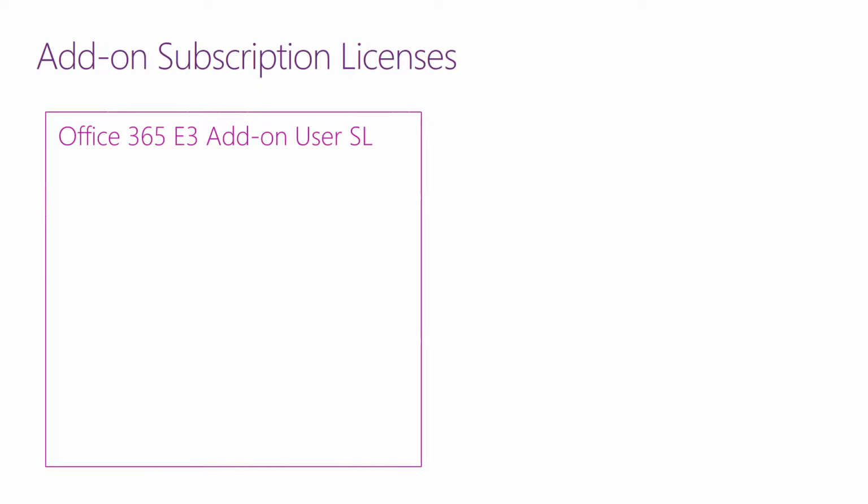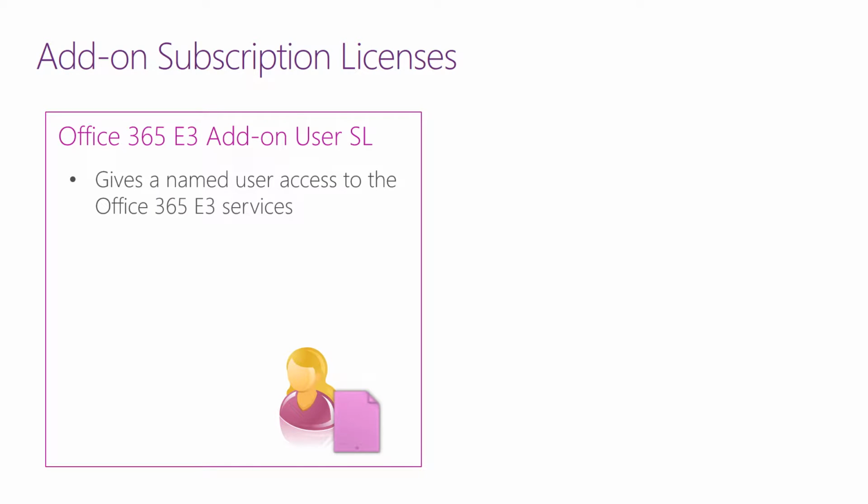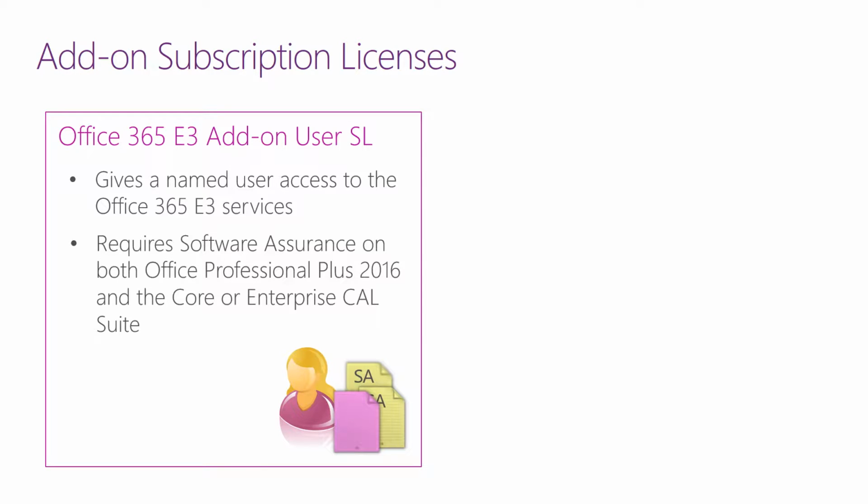You may have heard of the add-on user subscription licenses for Office 365, and here I've taken the one for E3. It gives a named user access to the Office 365 E3 services, but a user is only accessing those services in a compliant manner if they are also licensed with the underlying licenses, which in this case are Office Professional Plus 2016 and the Core or Enterprise CAL Suite, both with active software assurance. It's important to make sure that there are processes in place to link the add-on user SLs with their underlying device or user licenses, and to be aware that if the software assurance lapses, the add-on user SLs are not compliant.